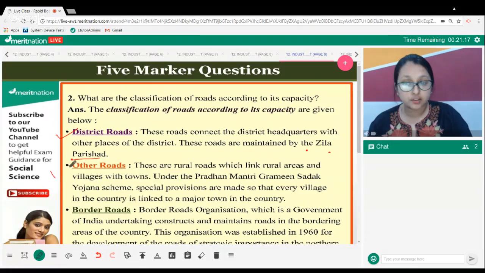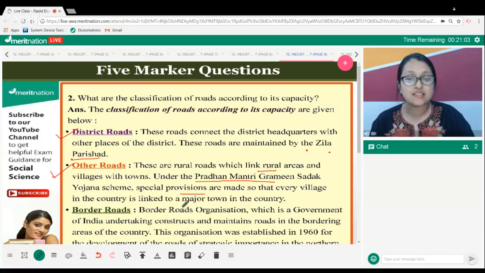Then comes your other roads. These are rural roads which link rural areas and villages with towns. Under the Pradhan Mantri Gramin Sadak Yojana scheme, special provisions are made so that every village in the country is linked with a major town. So these roads are constructed under the Pradhan Mantri Gramin Sadak Yojana.